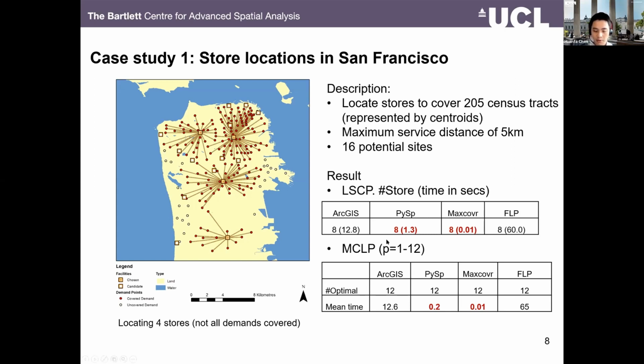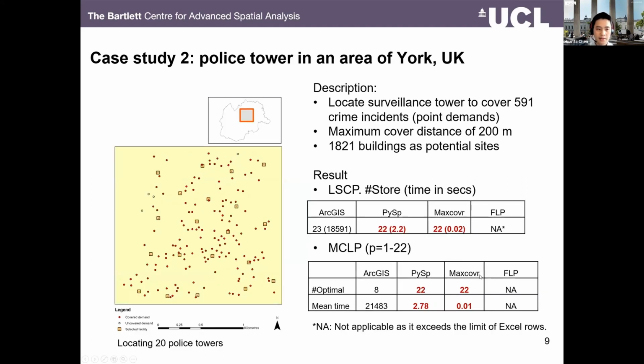We also formulated 12 MCLPs, and all of these packages obtain optimal solutions, and the shortest computing time is obtained by PySpatialOpt and MaxCoverR. The second case study is to locate the police surveillance tower in a sub-area in the York of UK. We try to locate a number of sites to cover 591 crime incidents.